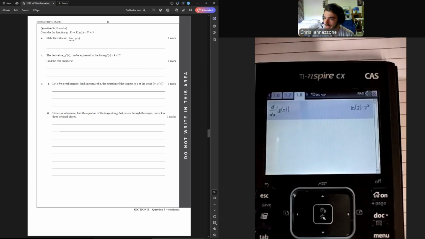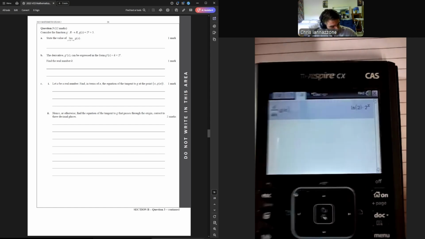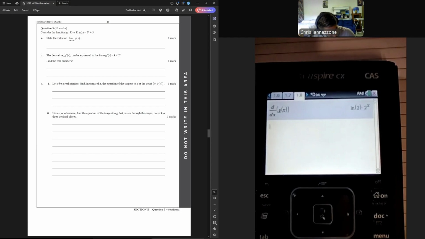Apparently this is the part of the exam where we pick up all of the free marks. So in this case, we're doing CI, let a be a real number. Find, in terms of a, the equation of the tangent to g at that specific point in terms of a. Well, the good thing about this is that the CAS has a tangent line function.